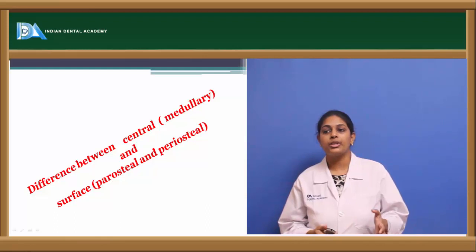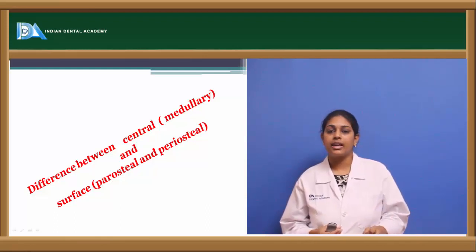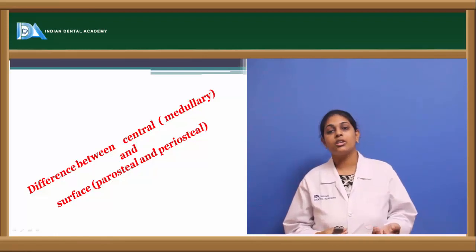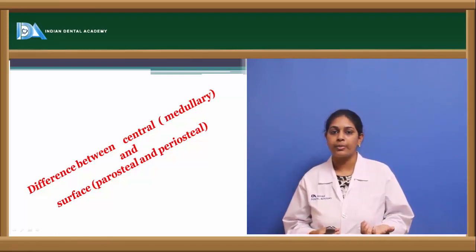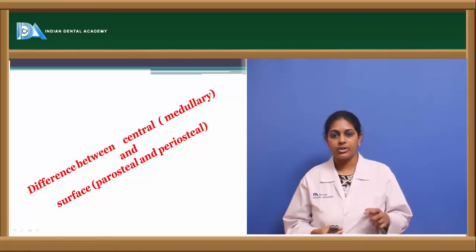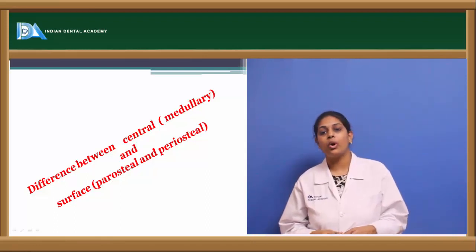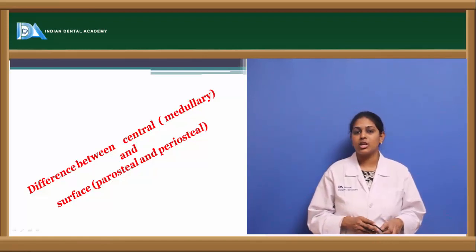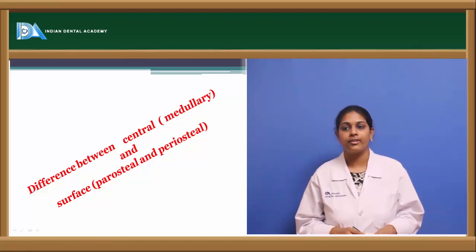The age group we see here is, in the central type, a younger age group, that is 10 to 20 years of age, whereas in the surface type, older age group people are involved. When compared by gender, the central type is more commonly seen in males, whereas in the surface type, no such sex predilection can be appreciated.